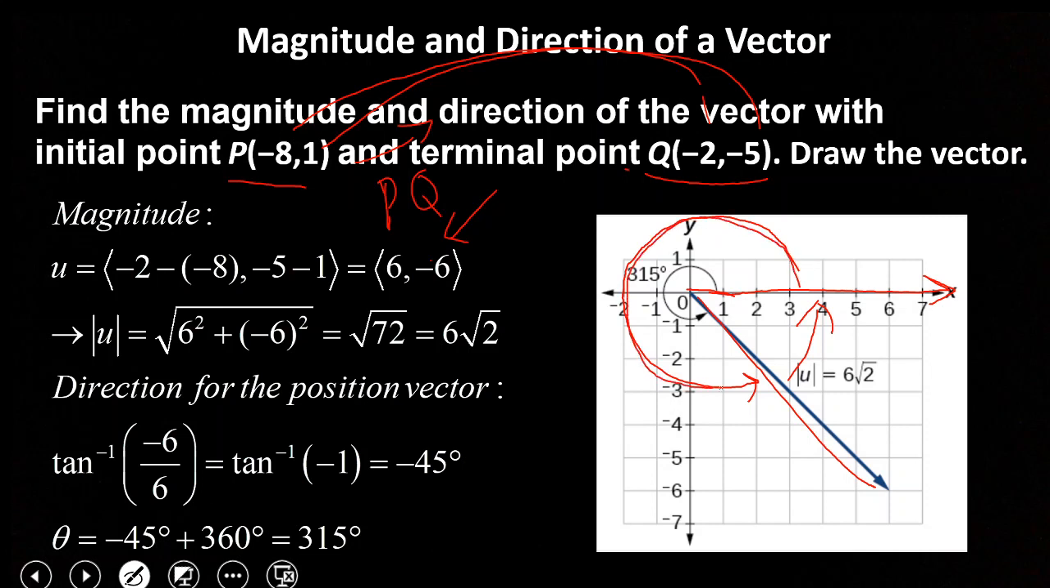So that angle is going to be, well, we know if this is -45, then it's going to be 315 degrees. So the direction for the position vector is going to be 315 degrees. Everybody knows that means you make an angle from the positive x-axis in the positive direction to get to it. Now -45 is not wrong, but it's not conventional.